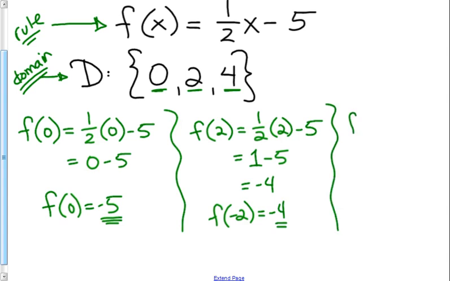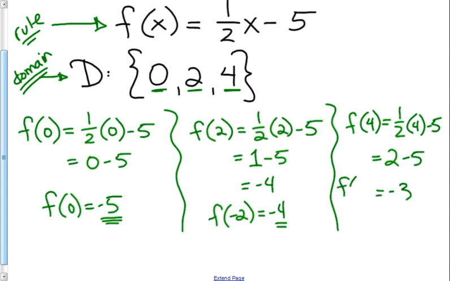Now we're going to do it one more time for our last domain value. So 1/2 times 4 minus 5. 1/2 times 4 is 2. 2 minus 5 is -3. So my function value at 4 is equal to -3. So that is my last range value. Okay. So here we have 3 domain values, so we found 3 range values.